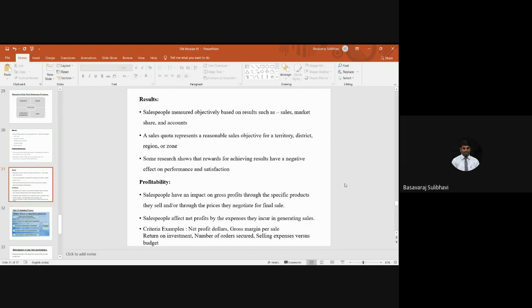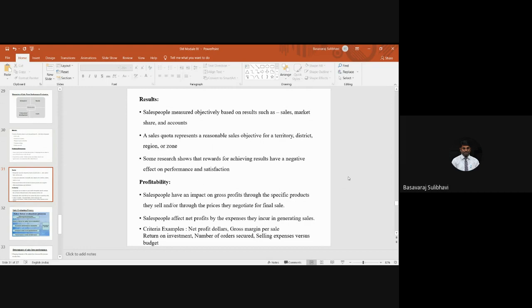And also we have discussed sales quotas, which represent reasonable sales objectives for any territory assigned to him, or any district, zone, or region assigned to a salesperson, and how much of the quota he is able to achieve. That can also be taken care of. Then we have some sales research that these people can do, where they can give information to the organization.